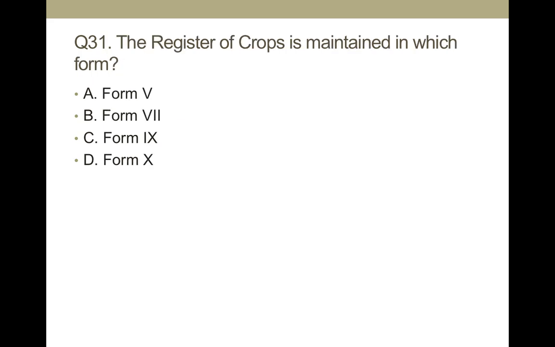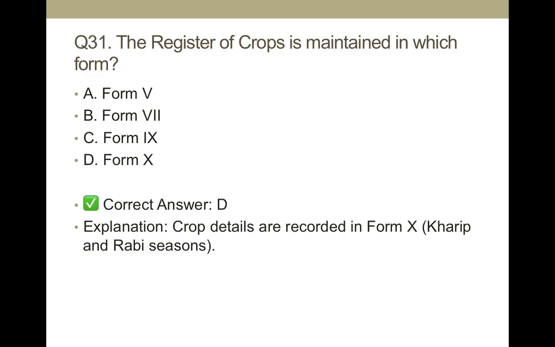Question 31. The register of crops is maintained in which form? Option A, Form 5, option B, Form 7, option C, Form 9, and option D, Form 10. So the correct answer is option D, that is, crop details are recorded in Form 10, that is, Kharif and Rabi seasons form.